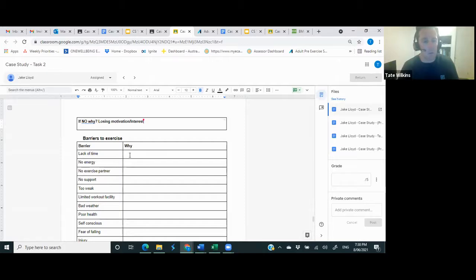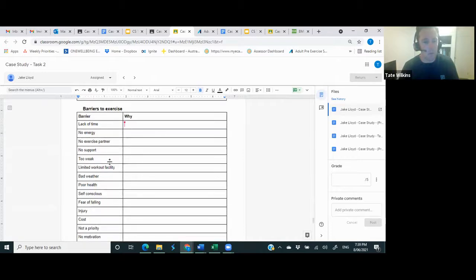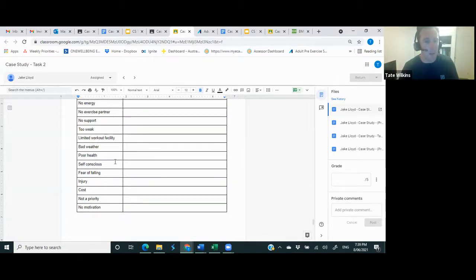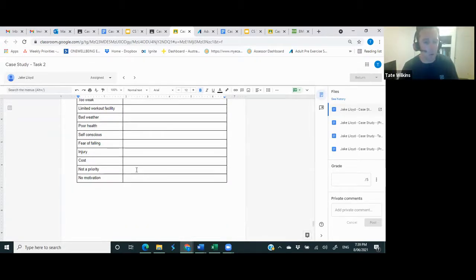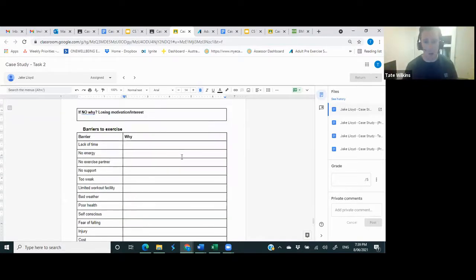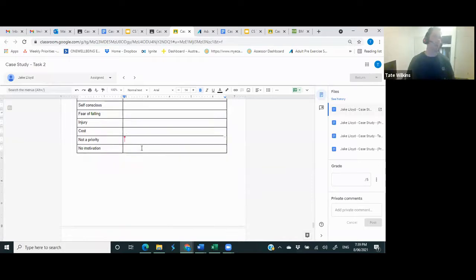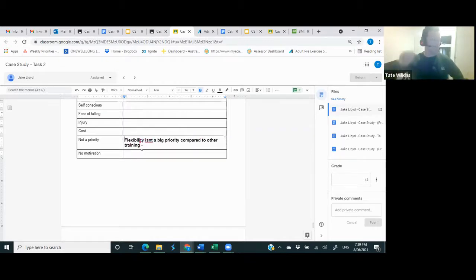Lack of time is fine for me with no kids. So let's just put down probably not a priority, and then when it says why, just write down flexibility isn't a big priority compared to other trainings. As you know, I'd rather just go in the gym and, like you can see your goals a bit better when you just go in there lifting the weight heavier each time, whereas flexibility takes a bit more patience.